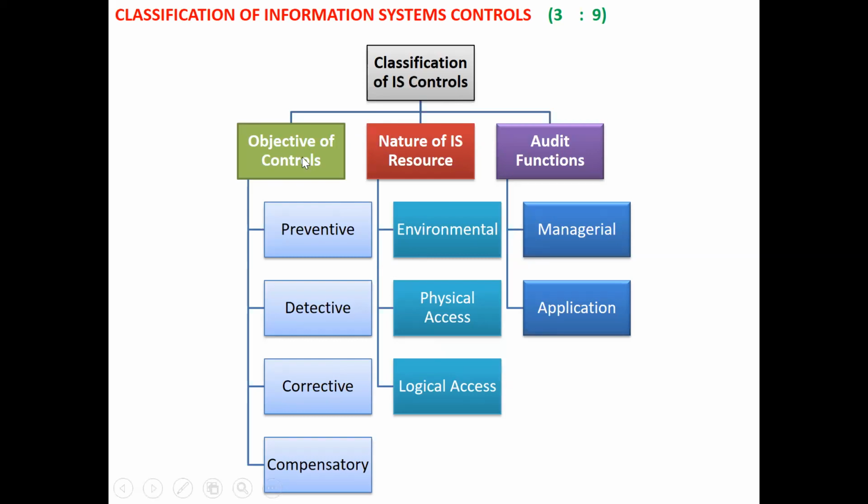First one is objective of control. What is objective of control? For what purpose you are implementing the control? Number one, preventive. Number two, detective. Number three, corrective. Number four, compensatory. In your book, compensatory is removed. In the old syllabus, it was there. What is preventive? Before it occurs, you are preventing.